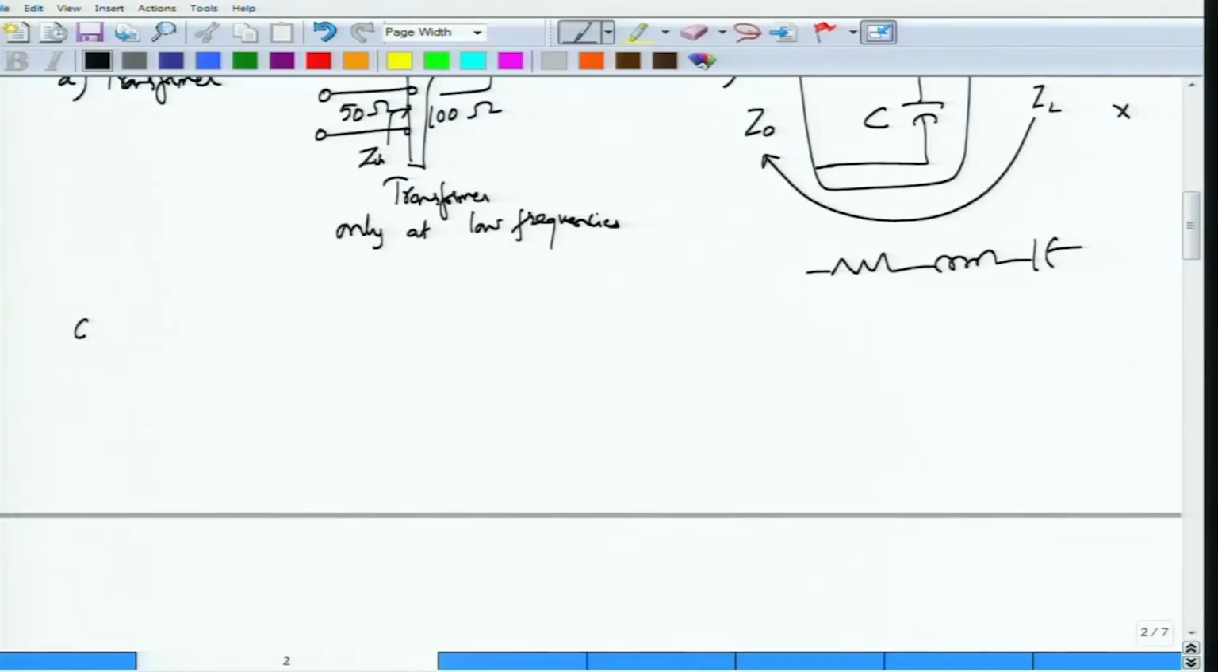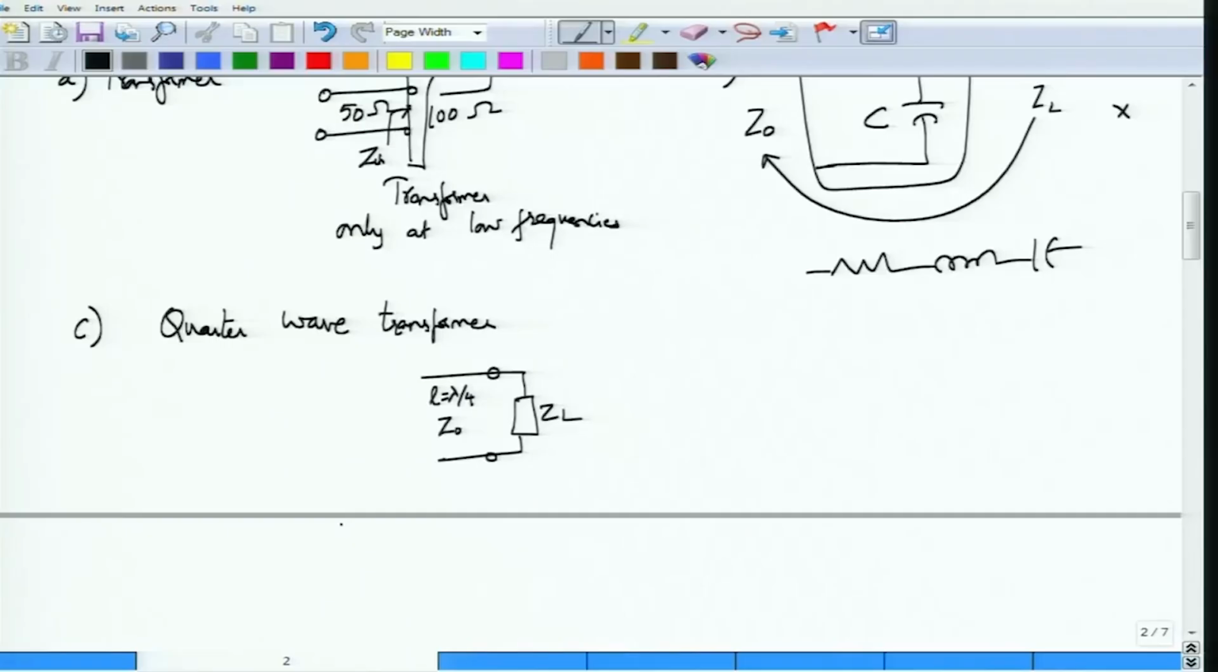What can we do? There is an analogous transformer matching in transmission lines, using transmission lines, and this is called quarter wave transformers. Quarter wave transformer works on a very simple idea. Suppose I have a load impedance ZL connected to a transmission line of length L equal to lambda by 4, having a characteristic impedance Z0. In this case the input impedance seen at the input terminals of the transmission line is actually equal to Z0 square by ZL.